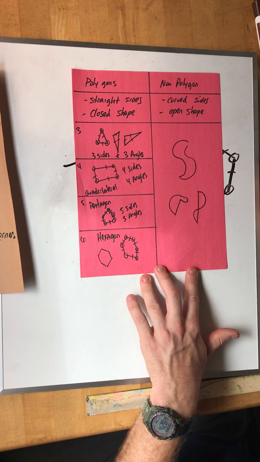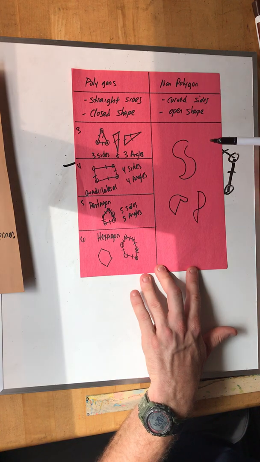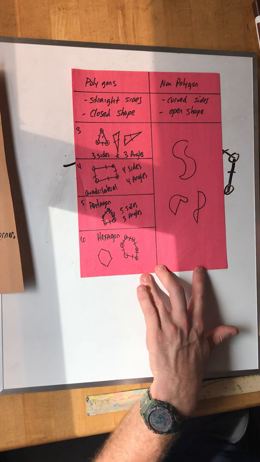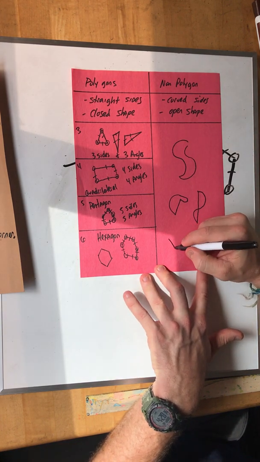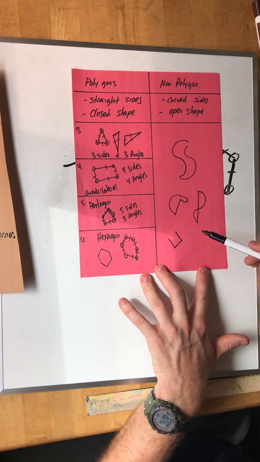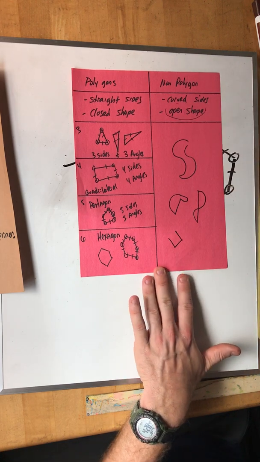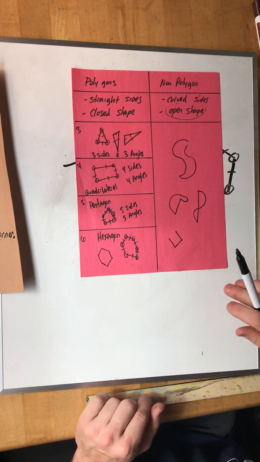Okay? How about this one? What do you think? Did I put it in the right category? Yes, I did. It is a non-polygon because it has a curved shape. What about one like this, Mr. Agnew? Only straight sides, but look, it's open. If it's open, it is a non-polygon.